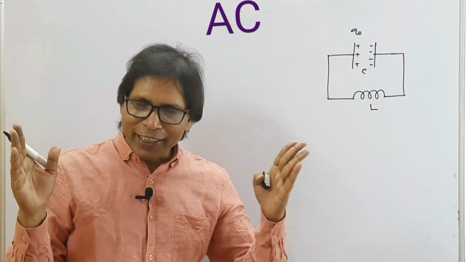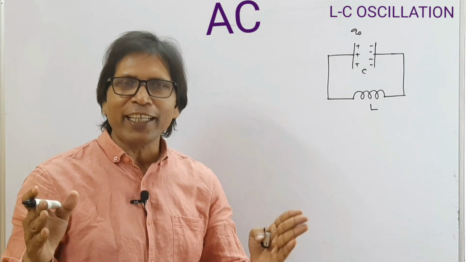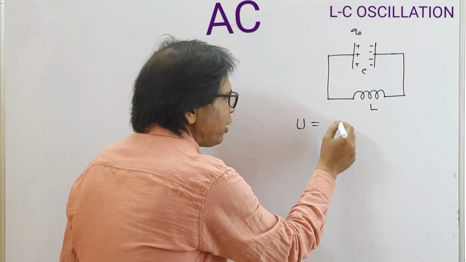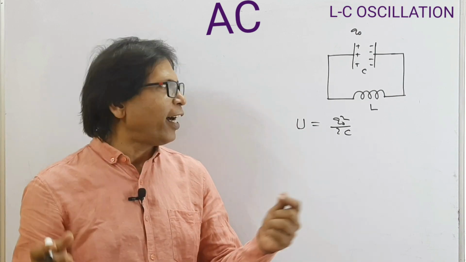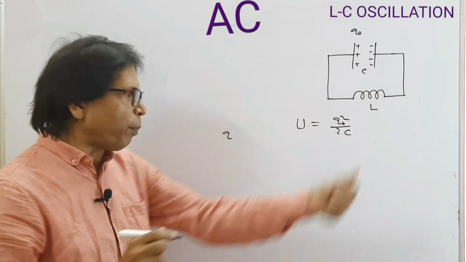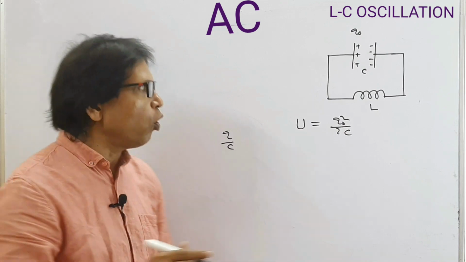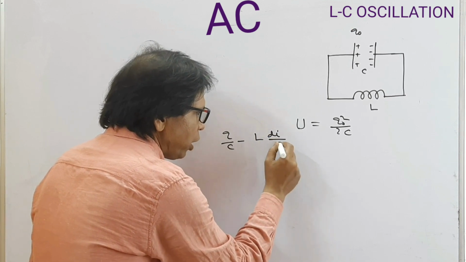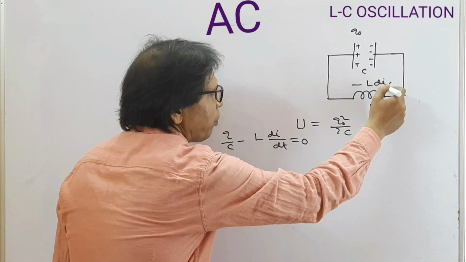Okay. Now LC oscillation. The capacitor C and inductor L are connected in series. The initial energy is electrical energy, equal to Q naught square by 2C. Suppose the instantaneous charge in the capacitor is Q. So the PD across the capacitor is Q by C. Now applying Kirchhoff's voltage law, we get Q by C minus L di by dt equal to 0, because here there is a voltage drop, minus L di by dt.